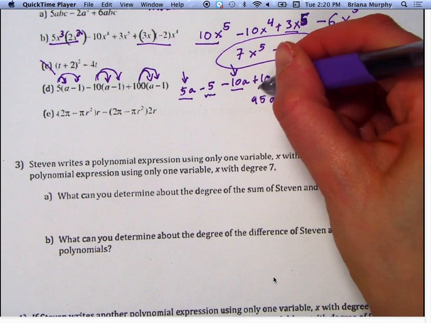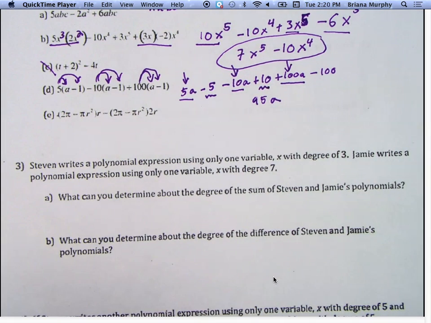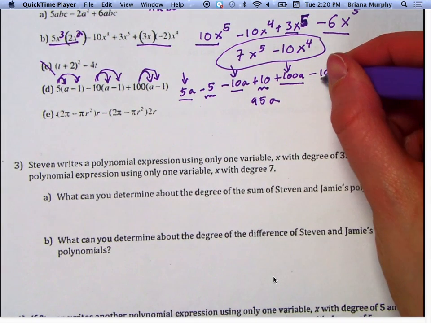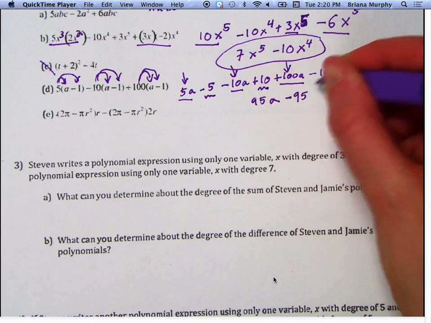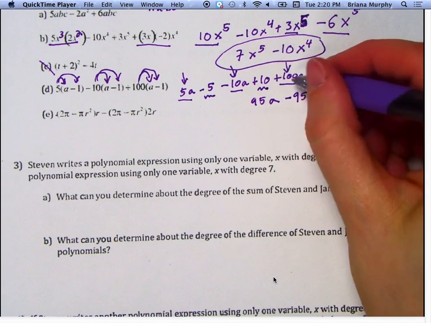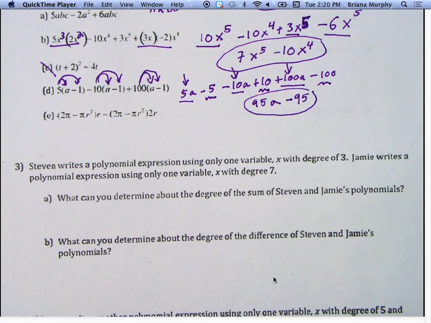Negative 5 plus 10 is how much? 5. Okay, so 5 plus negative 100 is? Negative 95. Are those in degree order? Yes. Okay, so we're done. What's the first degree? 1.